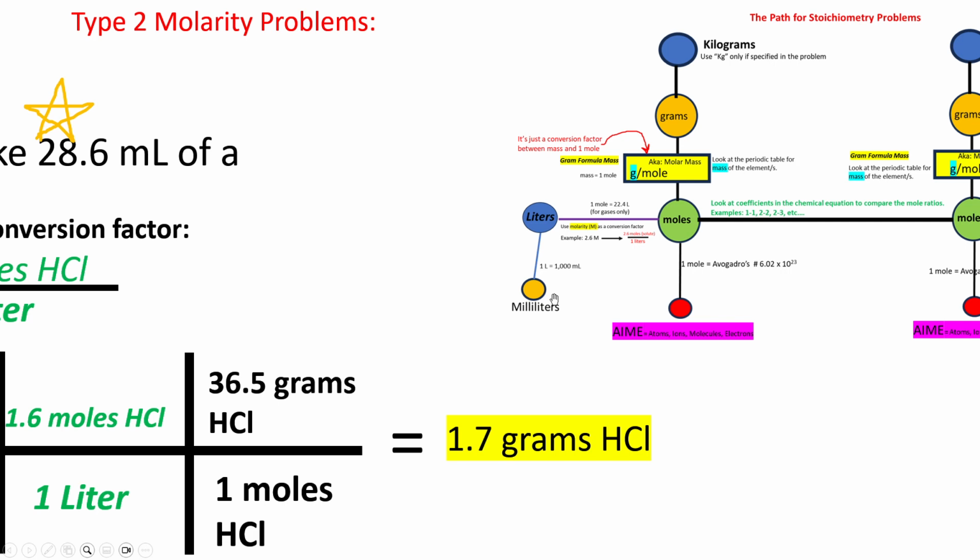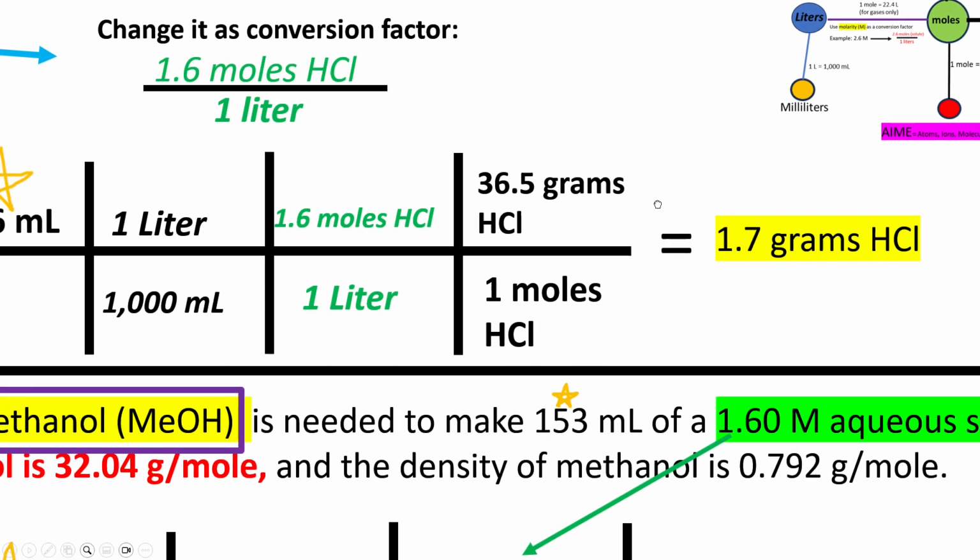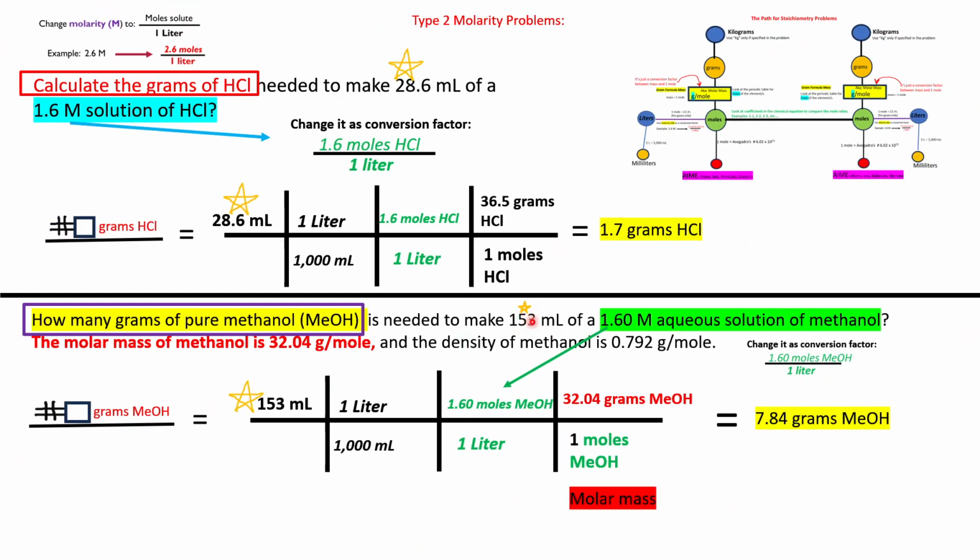So it's going to be going from here to here and then up, just like the last one, okay? So this is a part where sometimes people get confused right here. So 153 milliliters. I know that my units have to match diagonally. There's 1,000 milliliters for every 1 liter. And then I know my units have to match again diagonally. So liters and liters. And then I get to use my conversion factor that I created here, right? There's 1.60 moles of methanol for every 1 liter.